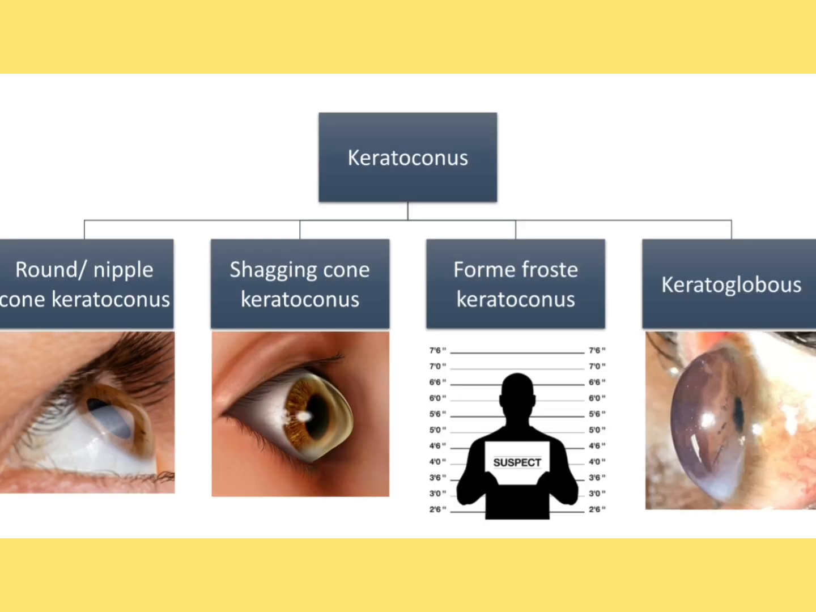Now these are the types of keratoconus. There are 4 types of keratoconus. First is round or nipple cone keratoconus, then sagging cone keratoconus, forme fruste keratoconus, and keratoglobus. Starting from round and nipple cone keratoconus.